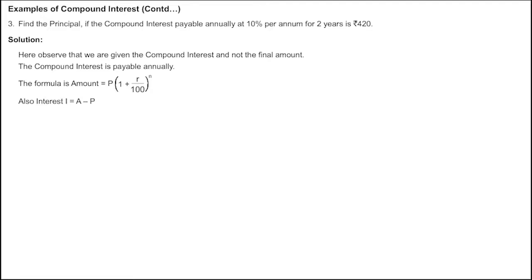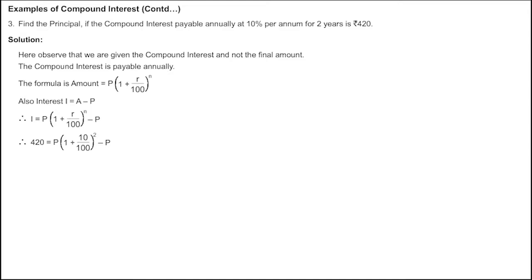Why are we using this formula? Because interest is given to us as 420 rupees. We know that A is equal to P into (1 + R/100) whole raised to the power n. So we're going to substitute for A on the right hand side. So we get the equation I equal to P into (1 + R/100) raised to the power n minus P. So substituting the values of I, R and n, we get 420 equal to P into (1 + 10/100) whole raised to the power 2 minus P.